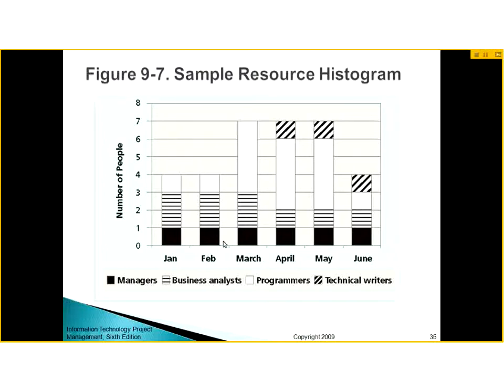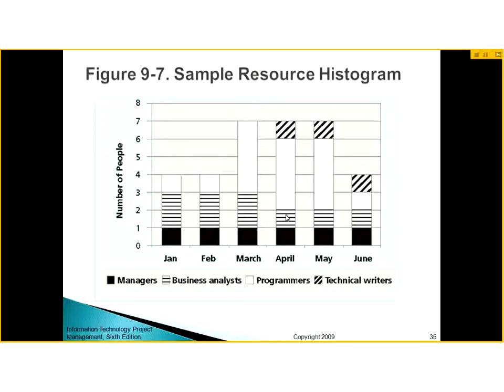In February, you are going with the same thing, same construction. In March, you require 1 manager, 2 business analysts, and 1, 2, 3, 4 programmers. In April, because your main focus is on programming, on implementation, that's why in March you require more programmers. In April, you require 1 manager, 1 business analyst, because your programming task is going on, so most of the things may have got implemented by the end of March.